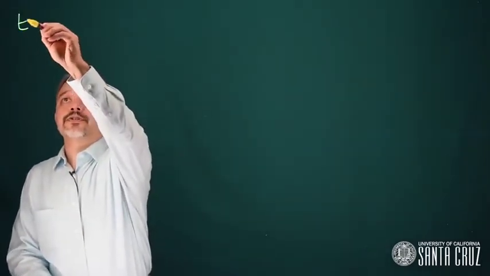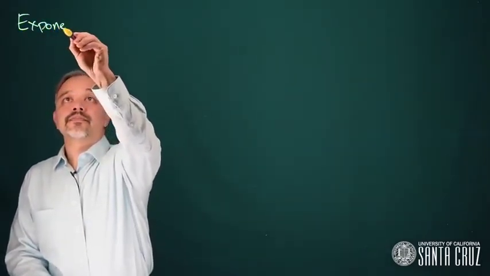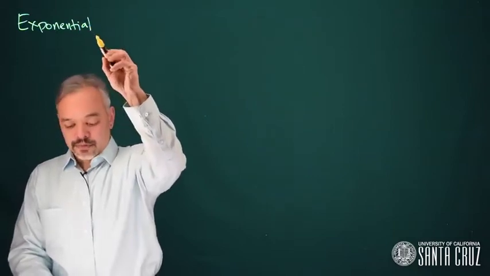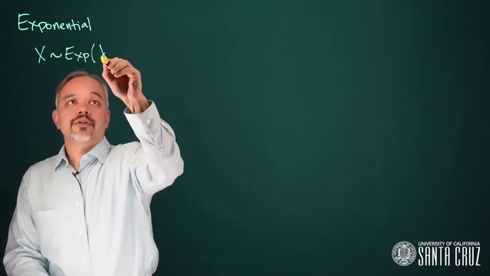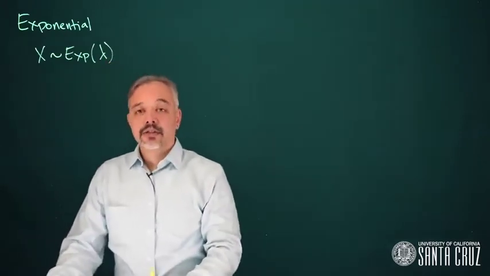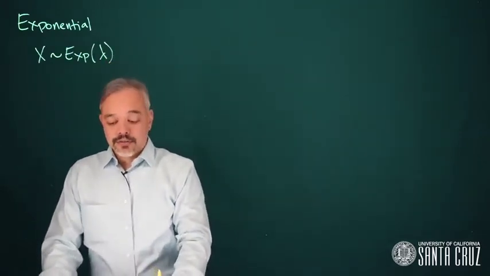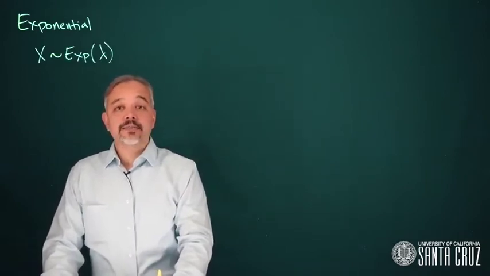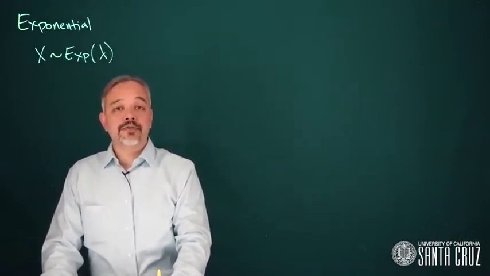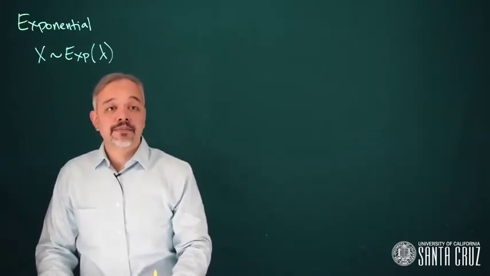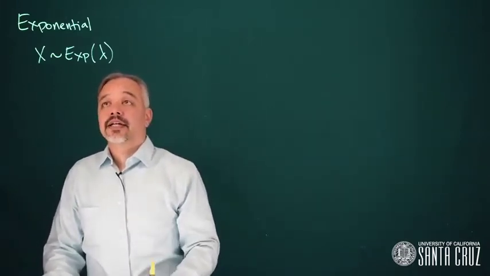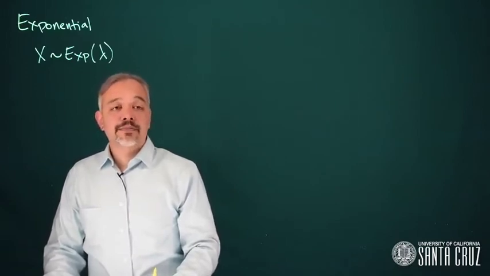Some particular examples of continuous distributions are next. Let's start with the exponential distribution. We can write x follows an exponential distribution with the rate parameter lambda. So these are events that are occurring at a particular rate, and the exponential is the waiting time in between events. For example, you're waiting for a bus. The bus comes once every 10 minutes, and then the exponential is your waiting time.